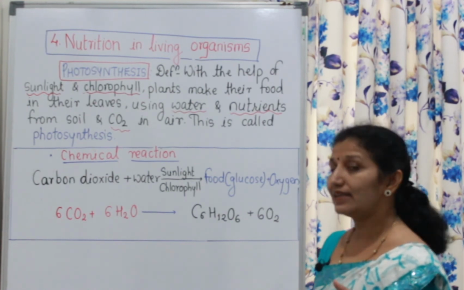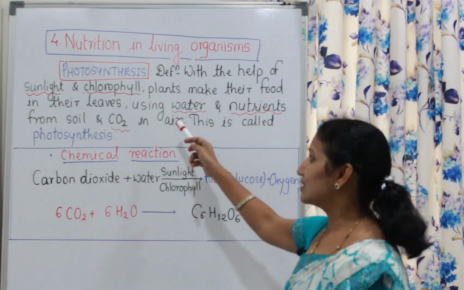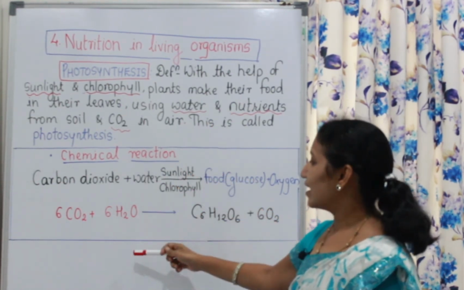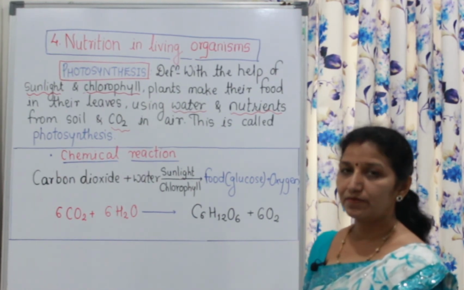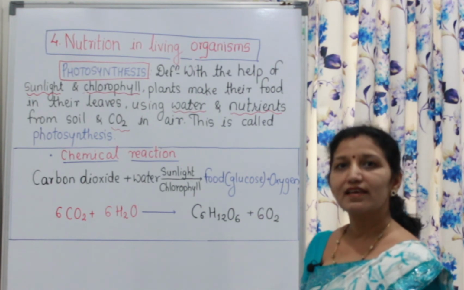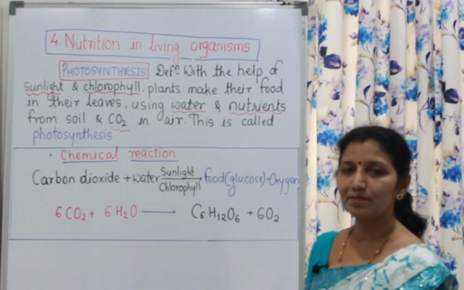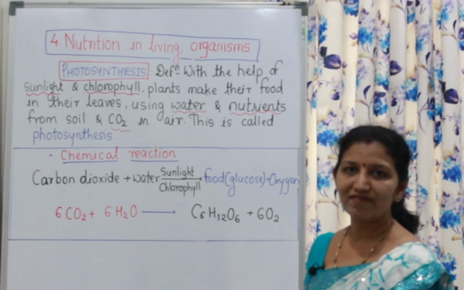While writing the explanation or description of photosynthesis, you can write this description. First point, second point is the chemical reaction, and you can also draw the figure of the process of photosynthesis. You can draw a colorful diagram, and you can explain it in a very nice way.